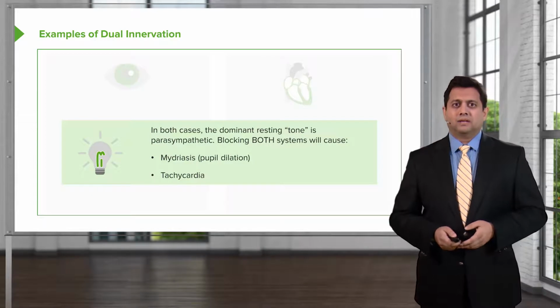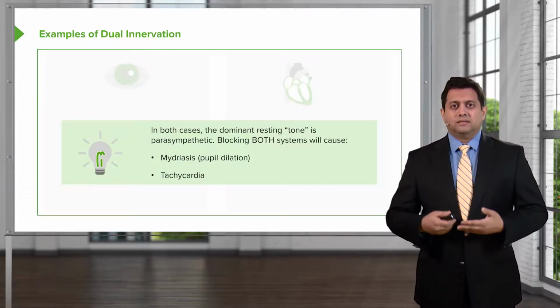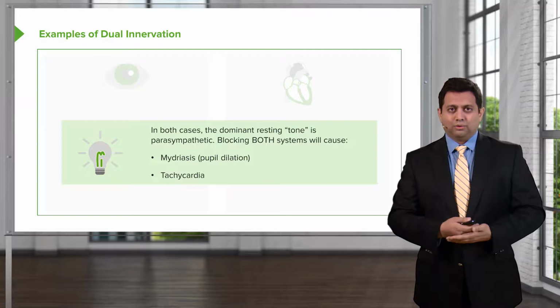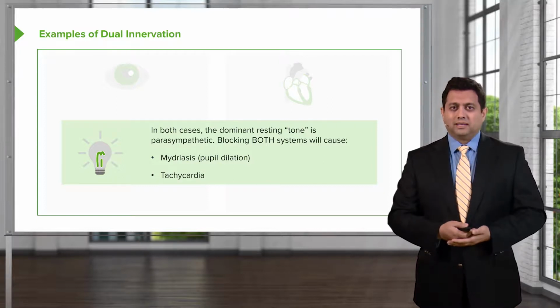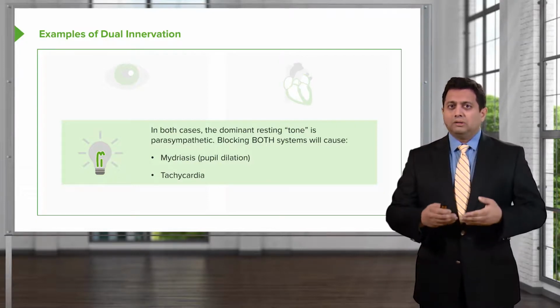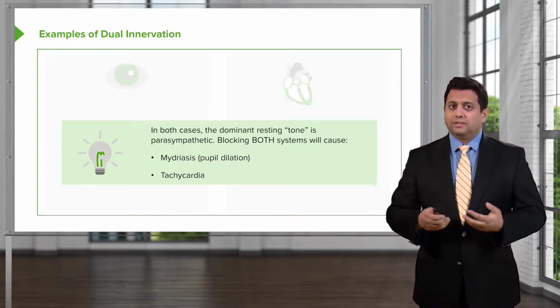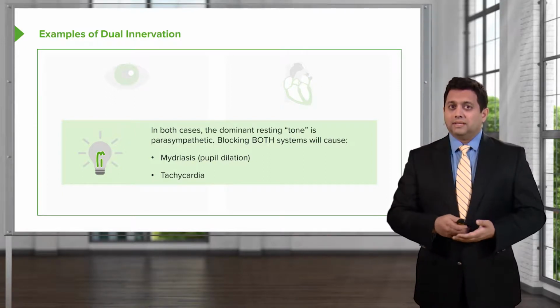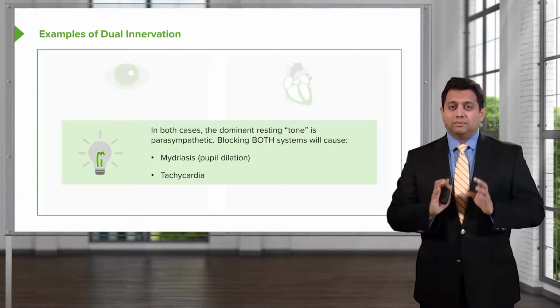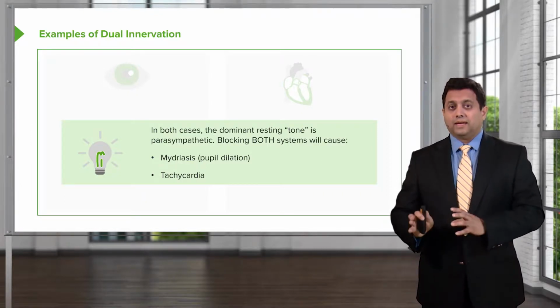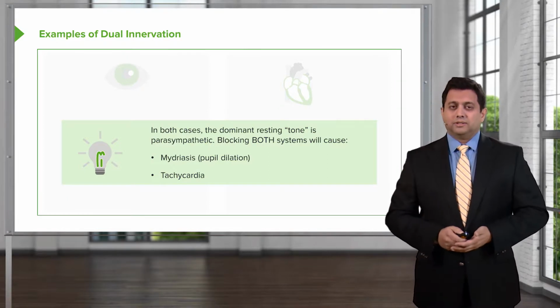Okay. In both cases, the dominant resting tone is parasympathetic. So if you block all nervous input to the eye or to the heart, you're going to result in pupil dilation and tachycardia because the resting tone is always the vagal tone or the parasympathetic tone.